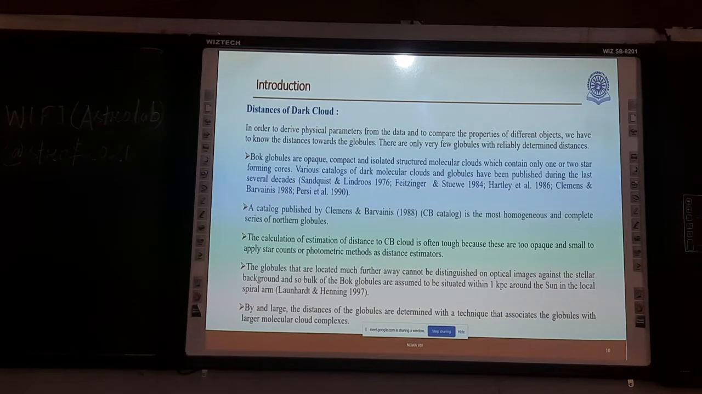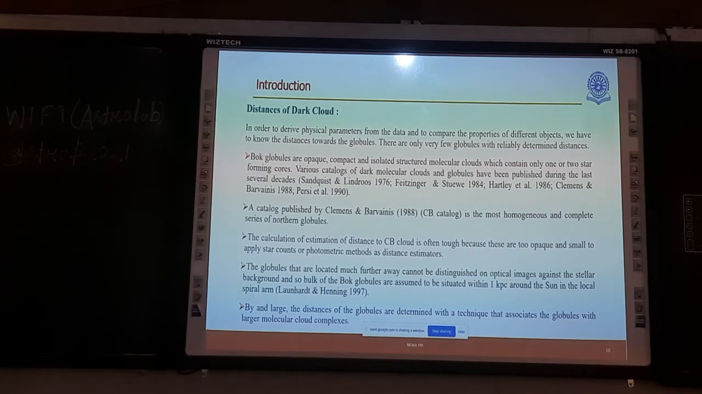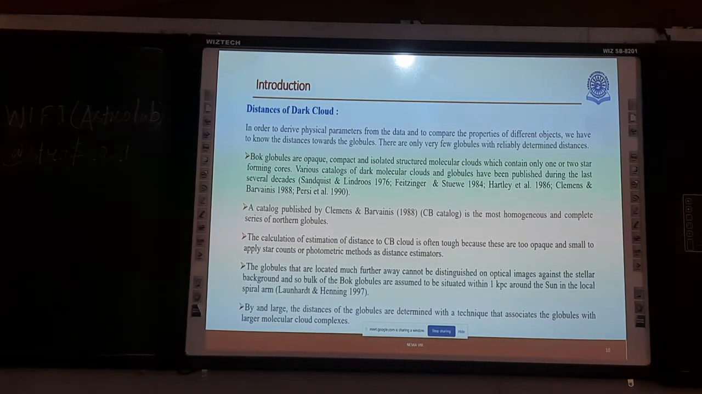Various papers have been presented at various times, with various methods for the estimation of distance. We have seen that Clemens and Barvainis in 1988 studied a homogeneous complex series of clouds and globules. Sandqvist and Lindroos in 1976 calculated the compactness of globules. Many other scientists, such as Leung, Lennertz and Hennings in 1977, calculated distances to globules located much farther away, and they used other techniques.